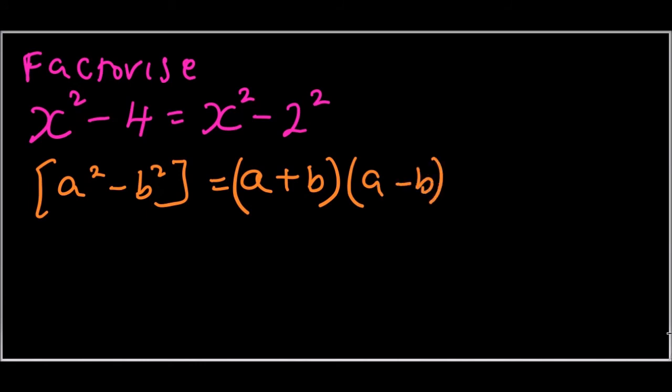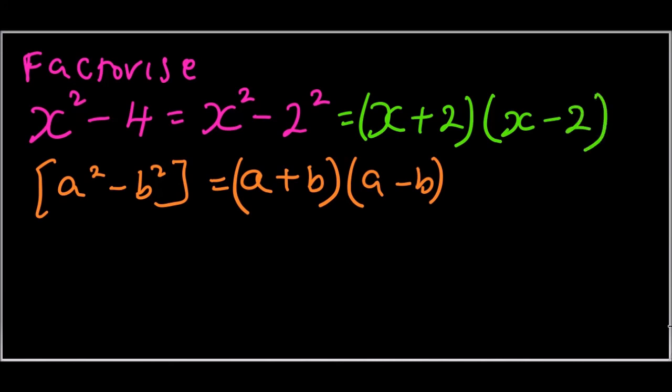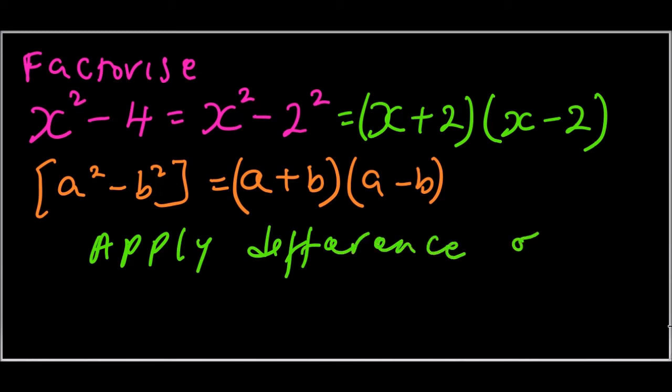minus b. So we apply that and we'll be able to say this is equal to x plus 2, and then we have x minus 2. So that is how you factorize: you apply the difference of two squares. I hope you remember that. Let's have a look at another example.